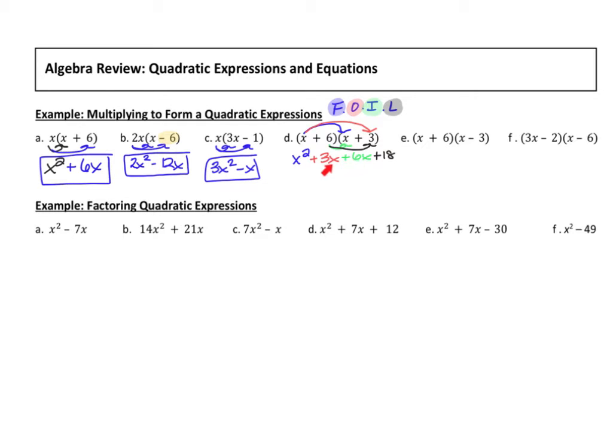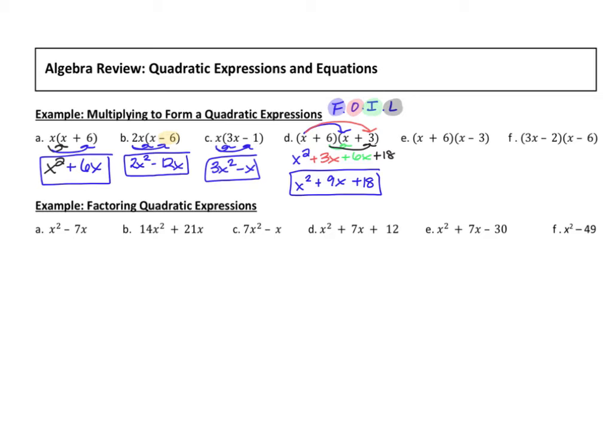Then you combine the like terms in the middle. So your final answer would be x squared plus 9x plus 18. So FOIL is one of the most common ways that students choose to multiply binomials. Let me show you what the distribution looks like.